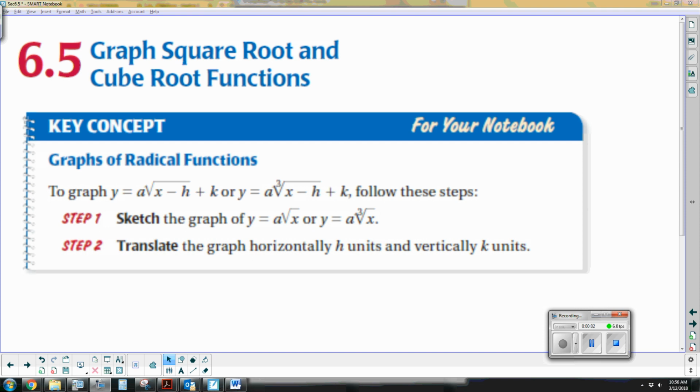Hi ladies, this is the second part of lesson 6.5 and we're again looking at graphing square root and cube root functions. So in the last video, if you remember, we graphed y equals the square root of x and y equals the cube root of x.